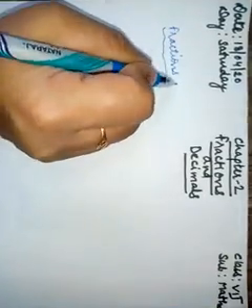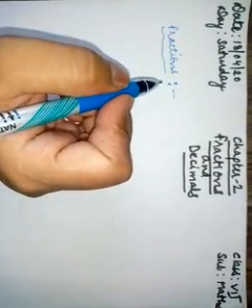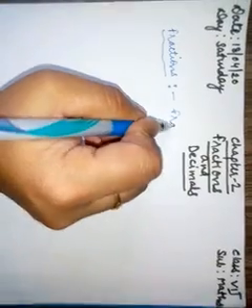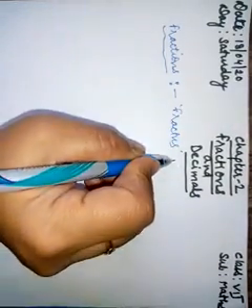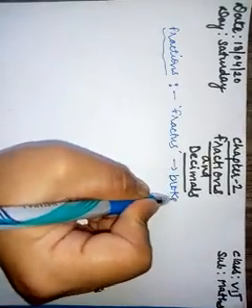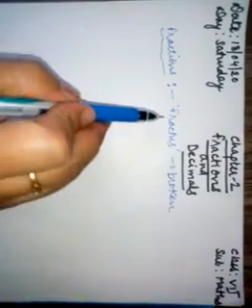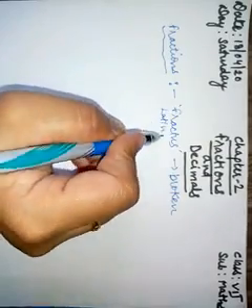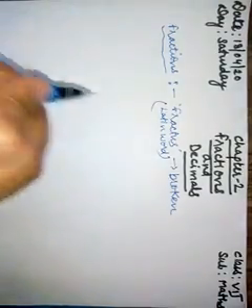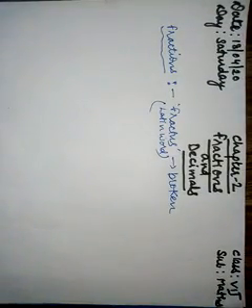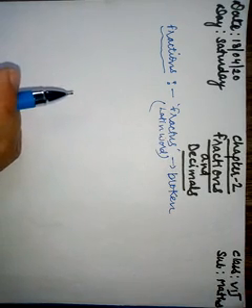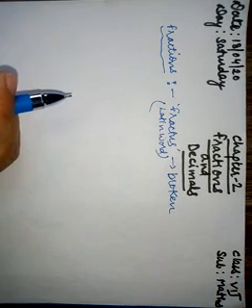Fractions. What are fractions? The word fraction has originated from a Latin word fractus, which means broken. Okay students, this word has been derived from a Latin word fractus. So what is basically a fraction? Fraction simply tells us how many parts of a whole we have. Understood? How many parts of a whole we have.